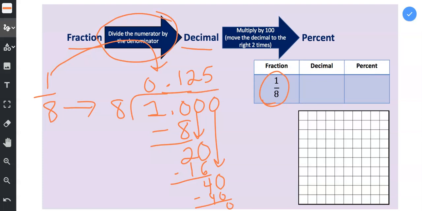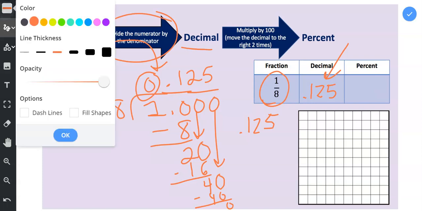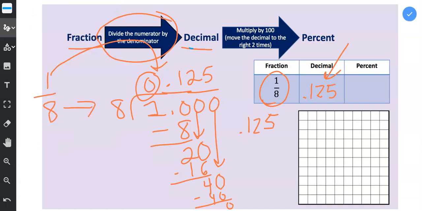So our decimal is 0.125. You could put a 0 in front of it, but you don't need it, and I'm having trouble fitting it in that box, so I'm just going to write 0.125. Then we move on to the second part, where we change the decimal to a percent by multiplying by 100.